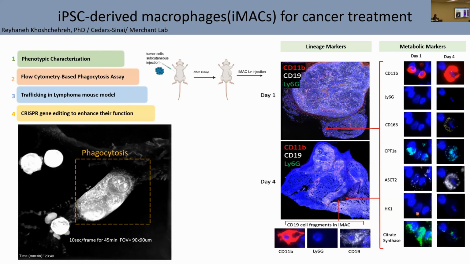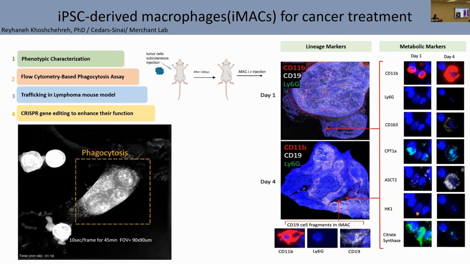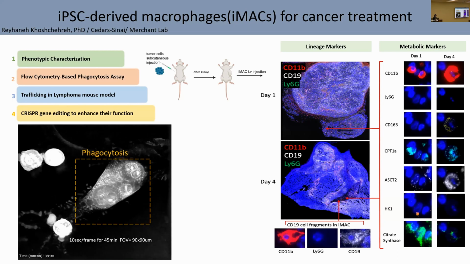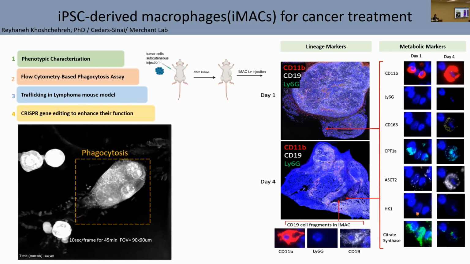Next, we evaluate their trafficking potential in vivo using an NSG mouse model for lymphoma, and we use Lunaphore technology to detect our cells. We have been able to detect our iMACs trafficking into the tumor tissue 1 day and 4 days after injection. At single cell resolution, we could also detect a shift in their phenotype and metabolic status. Next, we will focus on modification techniques to improve their potential for cancer treatment.